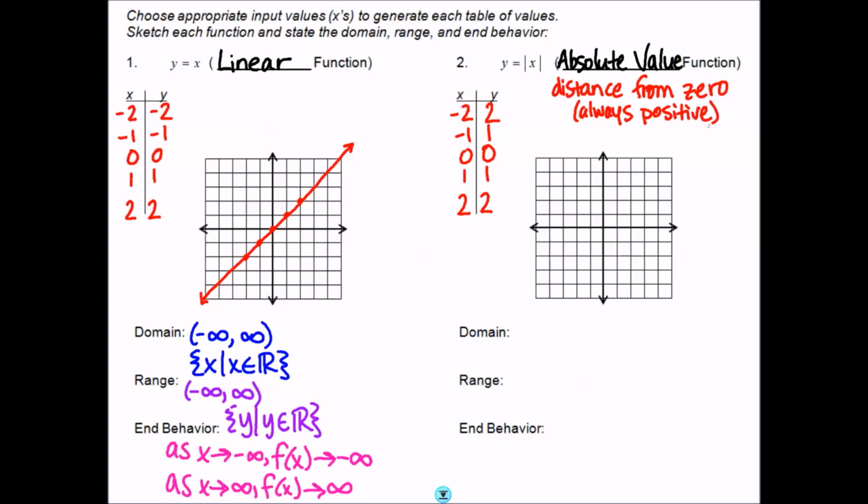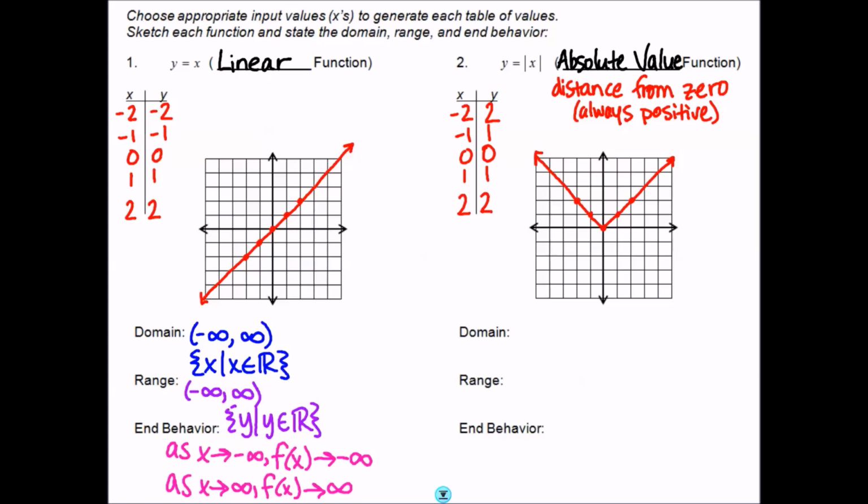So if I plot these points, (-2, 2), (-1, 1), (0, 0), (1, 1), and (2, 2), you'll notice that this graph is V-shaped. You need to remember that.